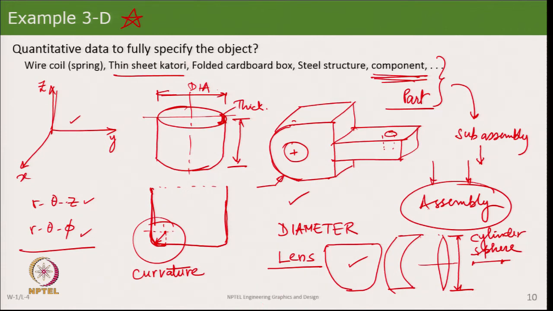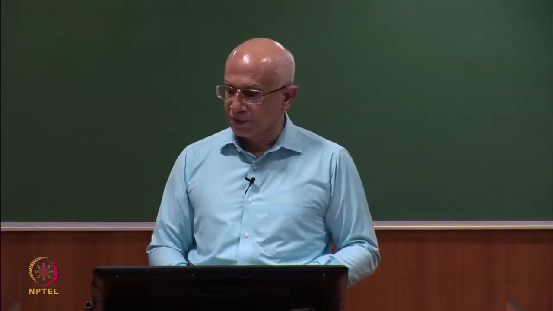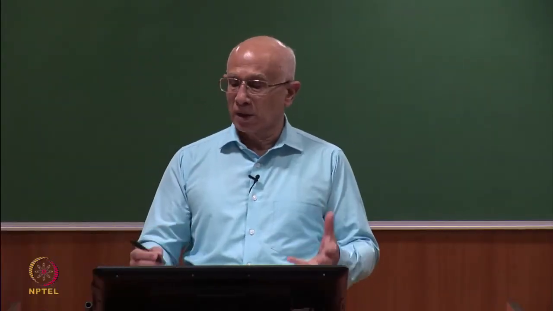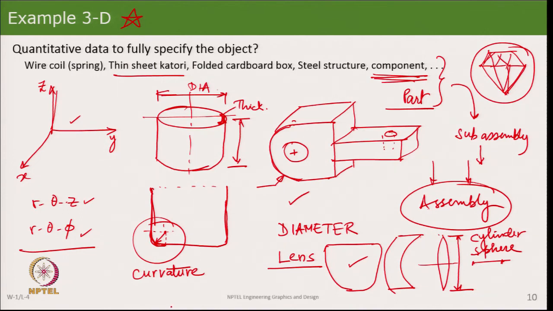And the last example would be that of a diamond, where India produces most of the world's diamonds. How do we specify the shape of a diamond? How do we design it? How do we cut a raw diamond into a finished shape? All of that goes through a lot of very sophisticated visualization and, of course, then implementation in computers, but our ability to represent a three-dimensional shape is very important.